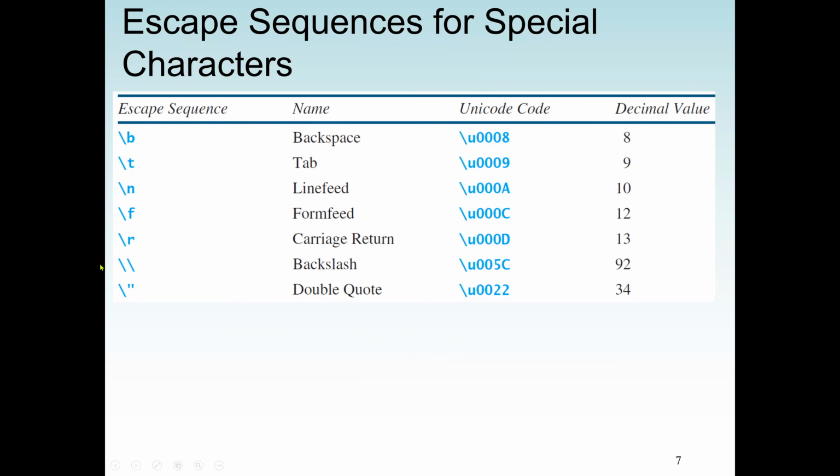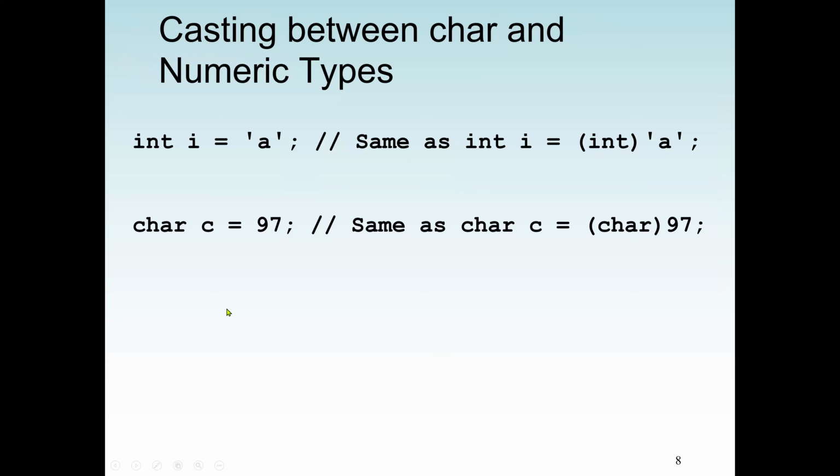Now, anytime we want to print a backslash, since a backslash is an escape sequence symbol, I will use a double backslash. Again, we're going to see examples soon. The same thing, if I want to print a double quotation, I will use a backslash with a double quotation. And again, we're going to see examples soon.